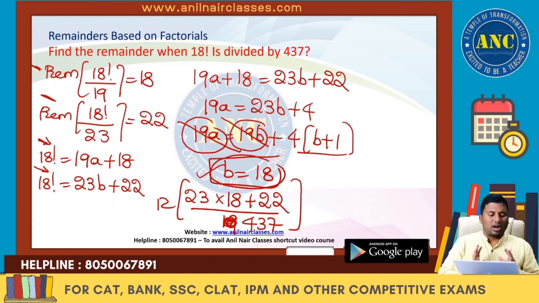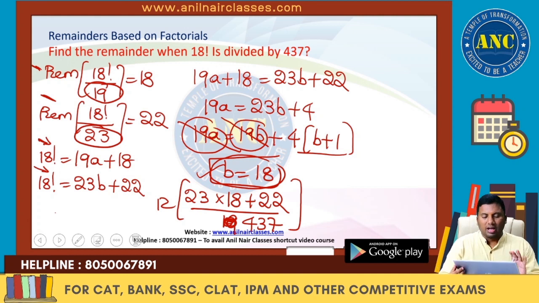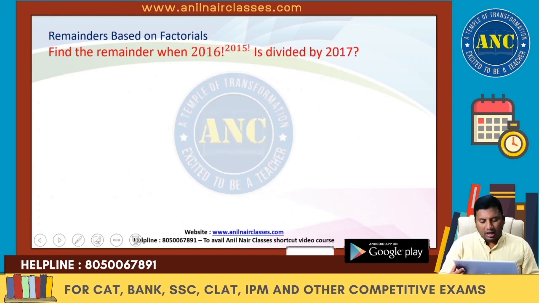This question is a combination of the product of two prime numbers, 19 and 23. I hope the logic is clear. Another one.